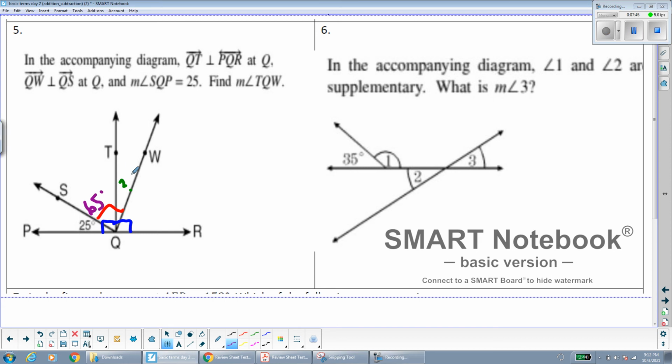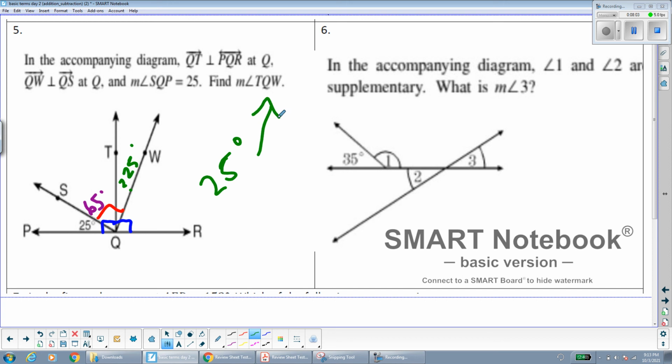So let's do 90 minus 65, and we should get the angle here. And that makes this 25. Let me put that in. We do it in green, 25 degrees. So we have the measure of angle TQW is in fact 25 degrees.